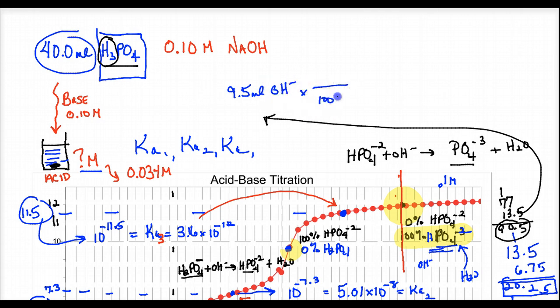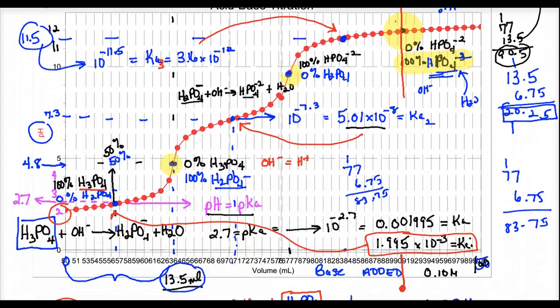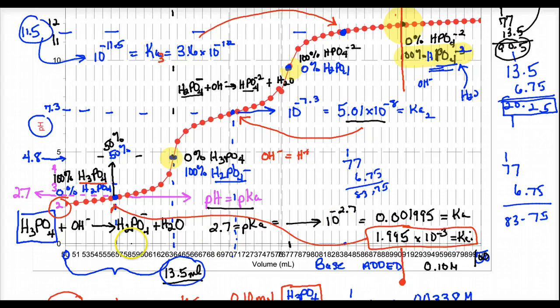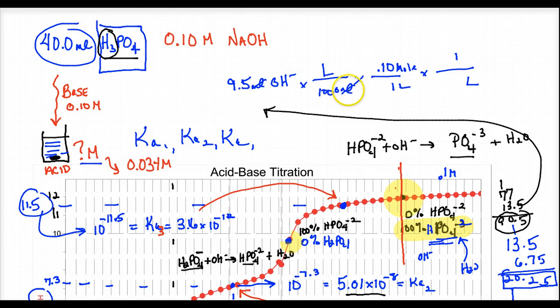Divide by 1,000 to get a liter. I know the molarity of my base is 0.10 moles for every 1 liter. So now I've got moles. To find the concentration, I divide it by the total liters. So how many liters did I add in this case? Remember, I started at 0 and it's 50. So this is actually 40. So hold on, let me just do this correctly.